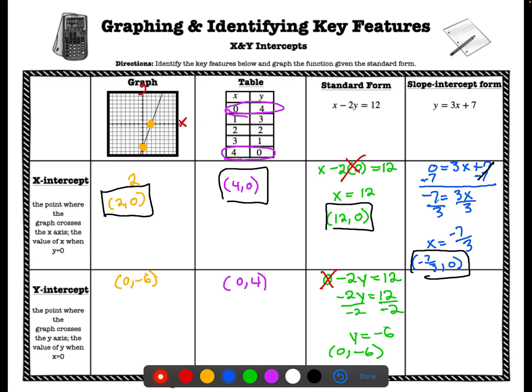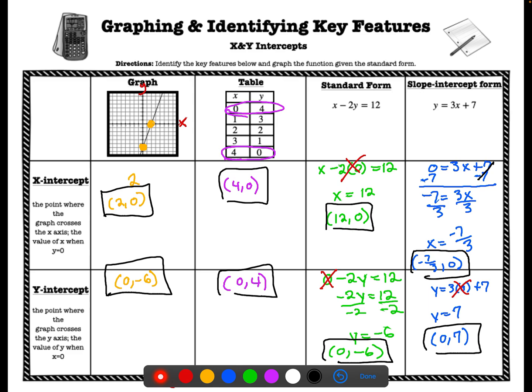Last problem, we substitute 0 for x. So this becomes y equals 3 times 0 plus 7. Note, this cancels, and we're left with y equals 7, or (0, 7). So now we found our y-intercept for slope-intercept form, standard form, a table, and a graph.